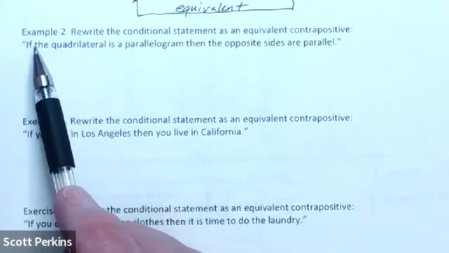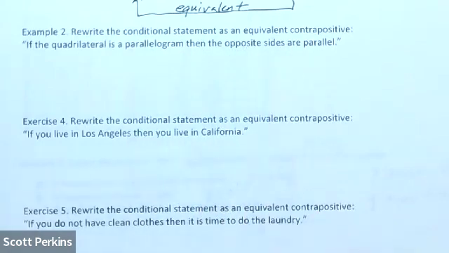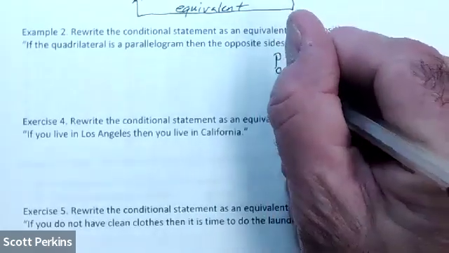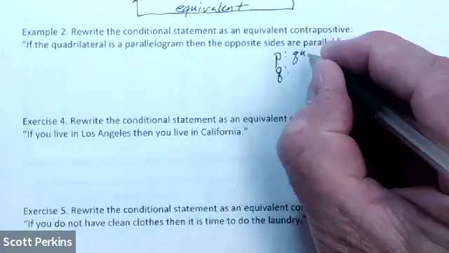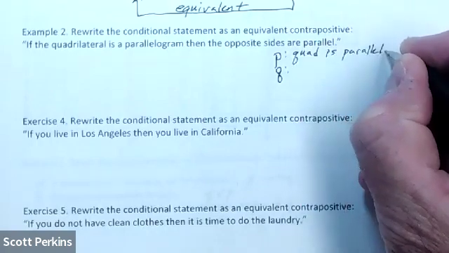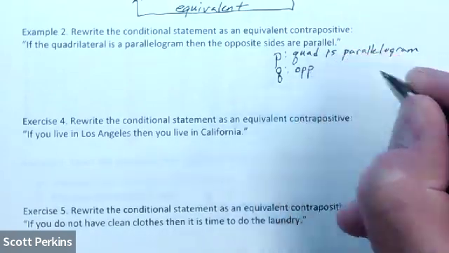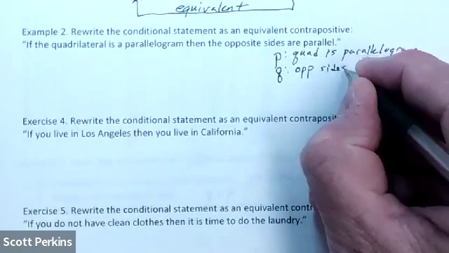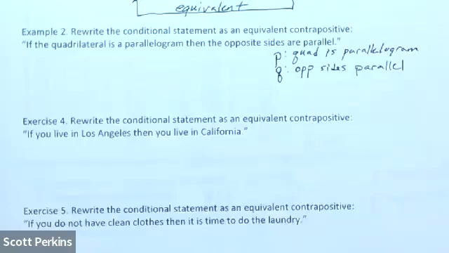Here's my first problem. If the quadrilateral is a parallelogram, then opposite sides are parallel. Okay, here we go. We're ready to rumble. I'm going to abbreviate and outline what my simple statements are. Statement P, I'm going to define as quad is a parallelogram. And Q is opposite sides parallel, abbreviated op sides parallel. Just saving a couple words here and there to make things a little more manageable.